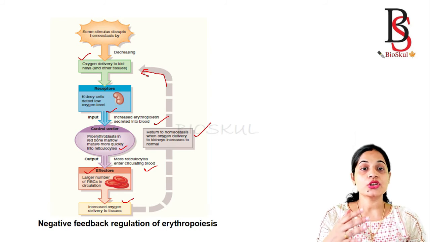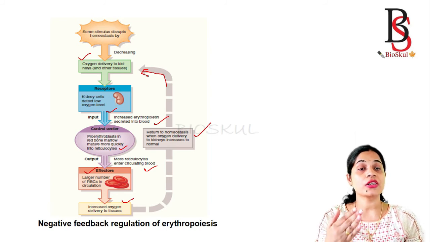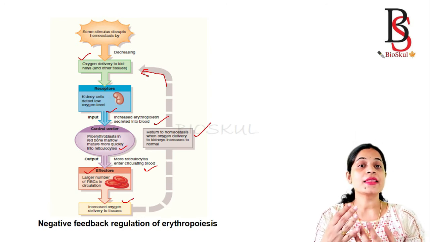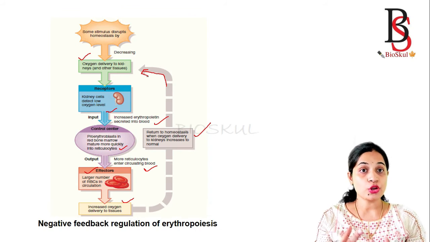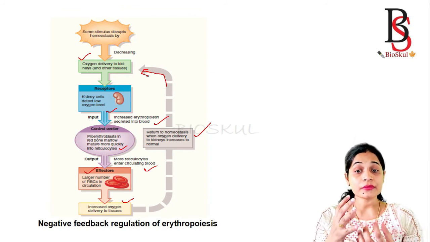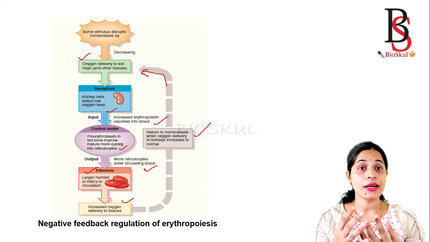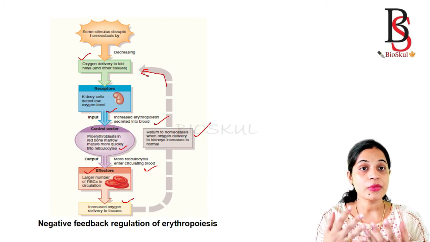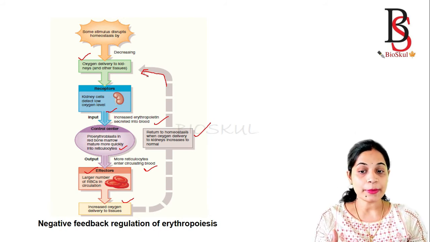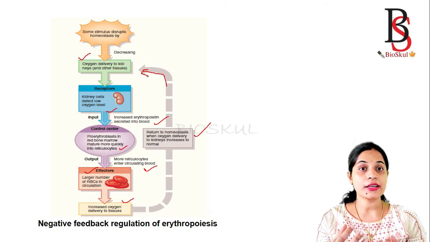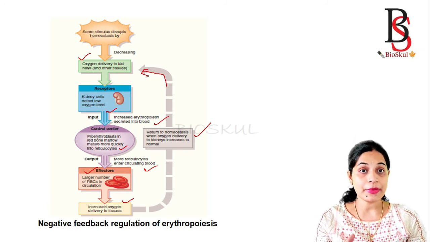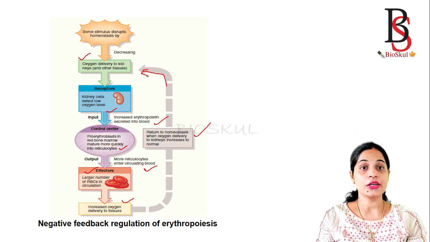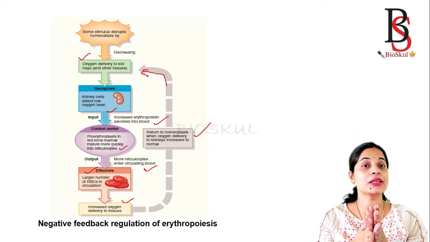So when there is a destruction of RBC or when the oxygen concentration is low, that is detected by the cells present in the kidney, and they release erythropoietin, which helps in the production of red blood cells. When the oxygen concentration increases or there is a high production of RBC, that inhibits the erythropoietin secretion from the kidney. So this is how erythropoiesis is regulated.